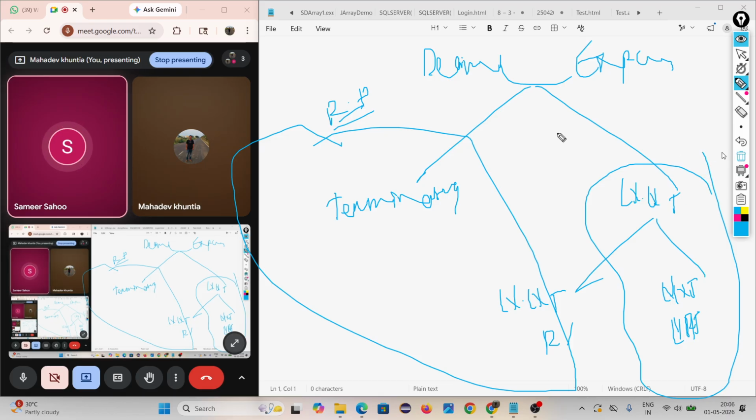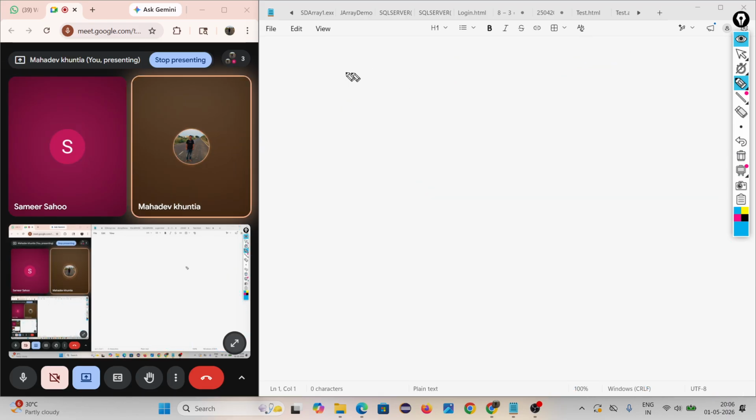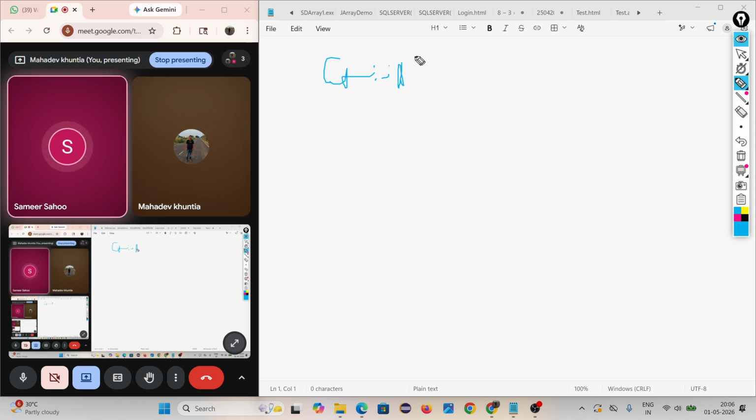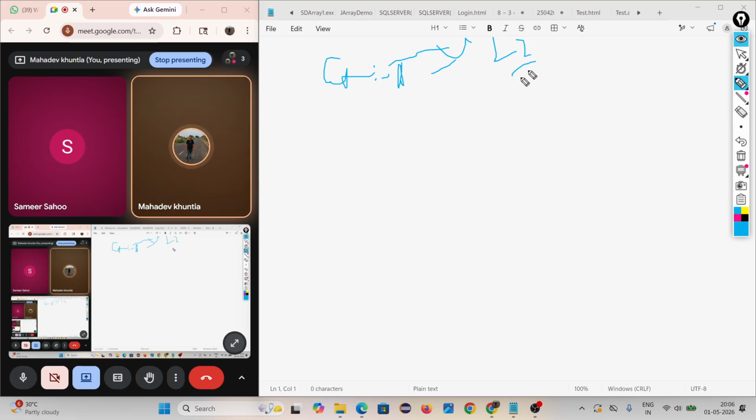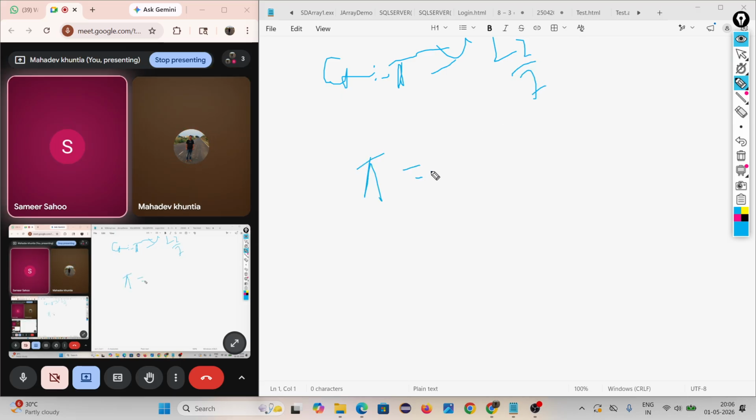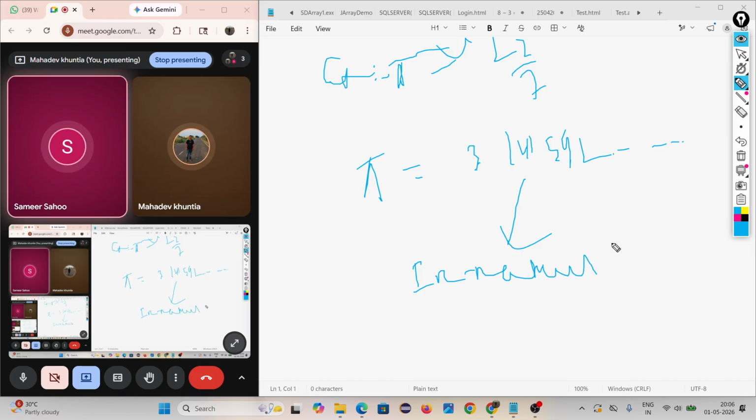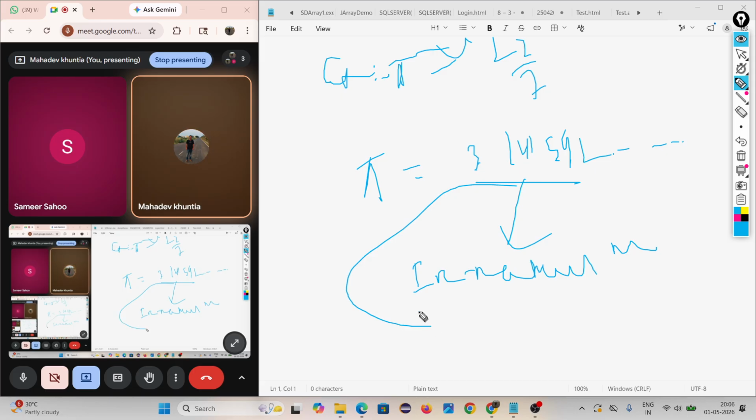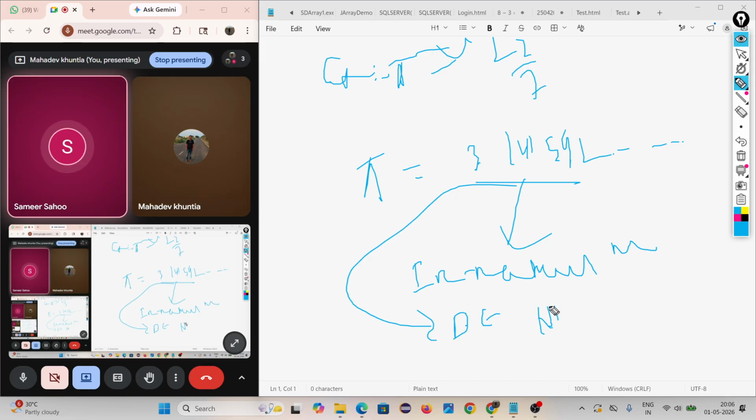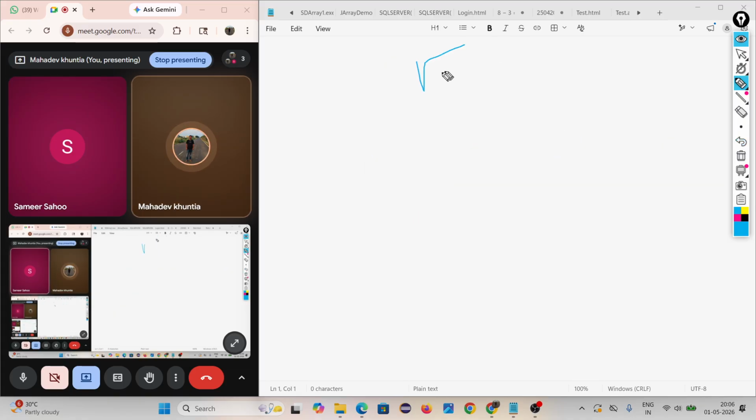This concept comes under numbers whose decimal expansion is non-terminating, non-repeating, like pi. What is the value of pi? It is approximately 22 upon 7. The actual value of pi is 3.141592 dot dot dot. Pi is an irrational number. Why? Because its decimal expansion is non-terminating, non-repeating.